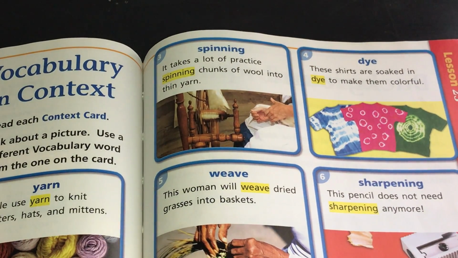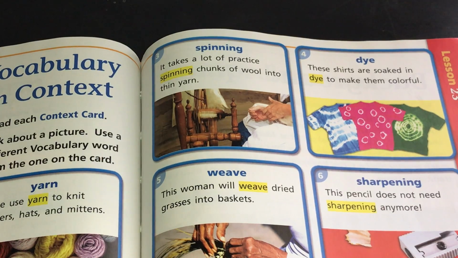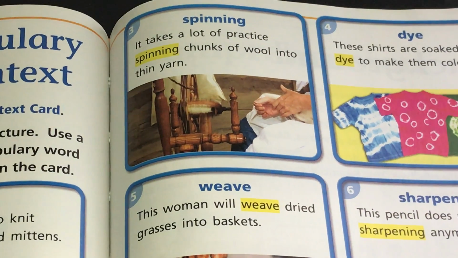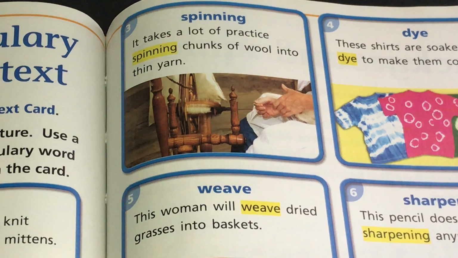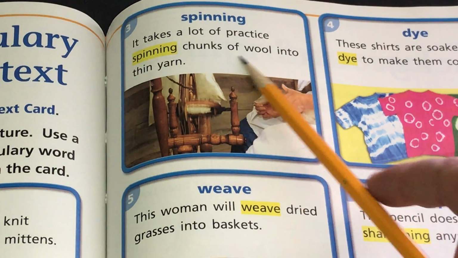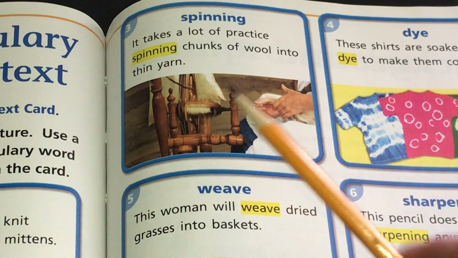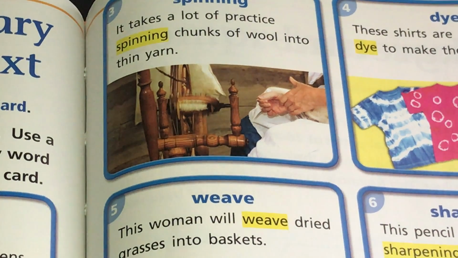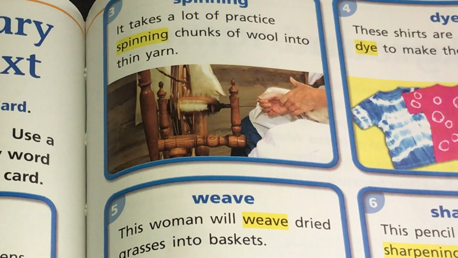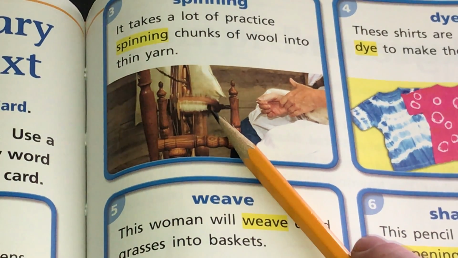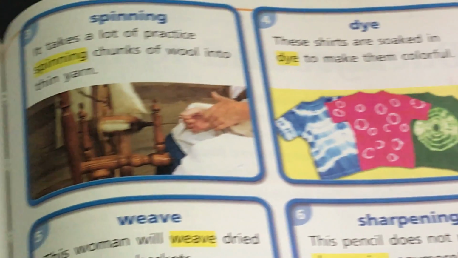The next vocabulary word in this story is spinning. It takes a lot of practice spinning chunks of wool into thin yarn. This is something that usually machines do in the year 2017, but a long time ago the only way to do it was with your hands and a small, simple machine.